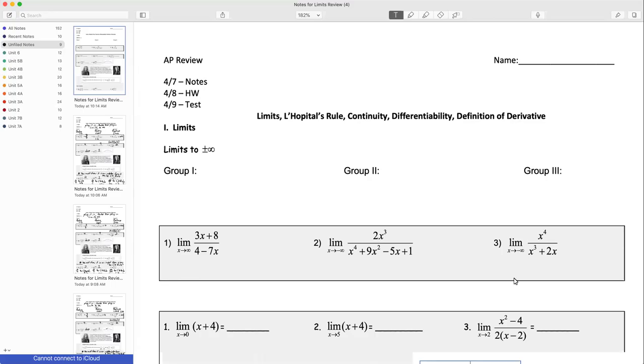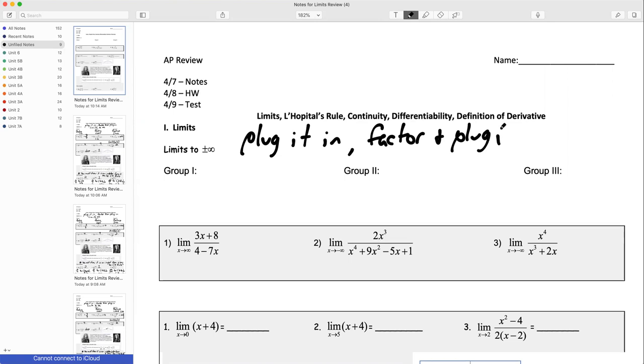First topic is limits. Okay, so there are three types of limits. Plug it in. Factor and plug in. Limits to infinity. Okay, so there's the type where we just plug it in. The second type where we have to factor first and then we plug it in. And then we have limits to infinity, and those are broken up into three different types.